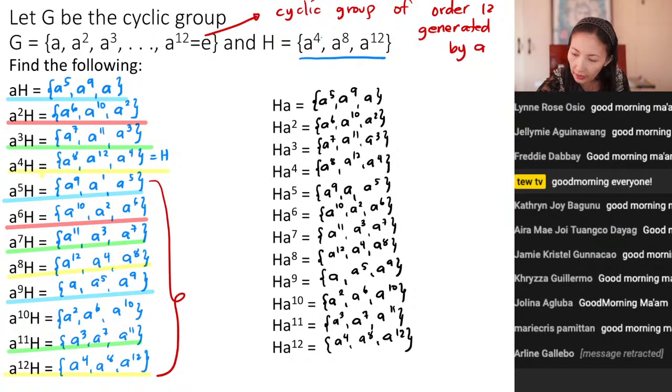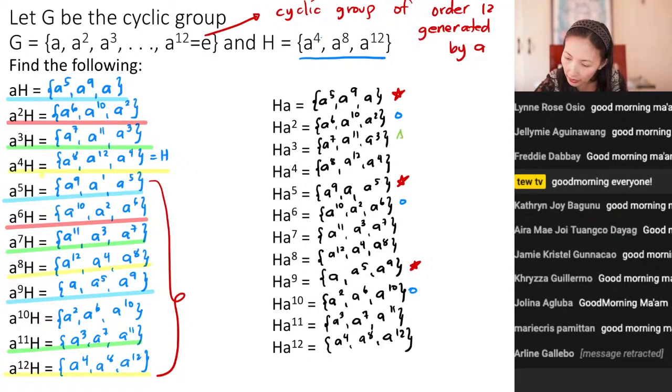Si HA ay equal kay HA to the 6? No. Ito, HA to the 5th. At equal din siya kay HA to the 9. Yes? Okay, so these are equal. Now, HA squared, circle na lang tayo. Lahat ng may a to the 6. Ito, pareho. Next, gamit tayo ng ibang color ulit.